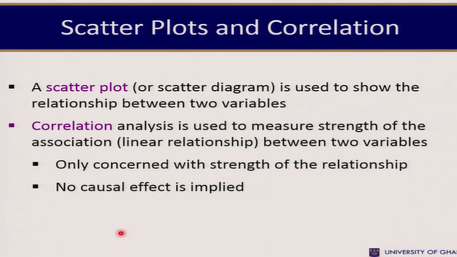We start with a scatter plot. A scatter plot is a diagram that shows the relationship between two variables. And a scatter plot can help us to find the level of correlation between two variables. When we say correlation, this analysis is used to measure the extent or the strength of the association. And when I say association, I mean the linear relationship between two variables.